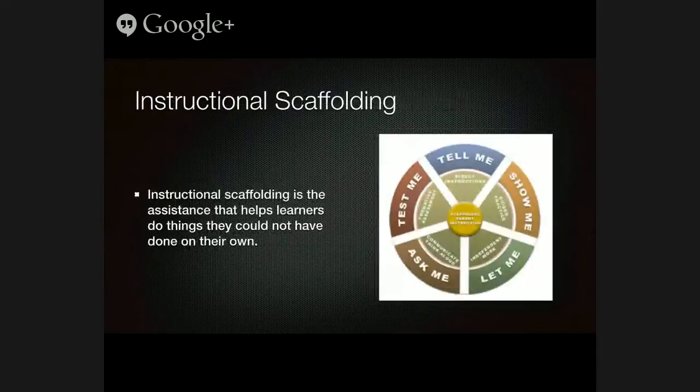In the context of traditional education, we have a word for the things that we are purposefully putting out there to help people through the zone of proximal development, and that is scaffolding. So instructional scaffolding is the assistance that helps learners do the things that they could not have done on their own. And so if we give you some slides about contextual inquiry and then send you out into the world to do a contextual inquiry, those slides were the scaffolding.